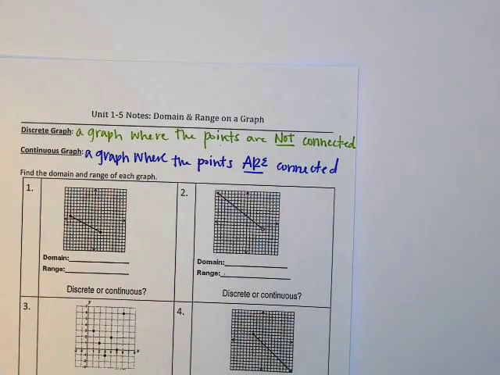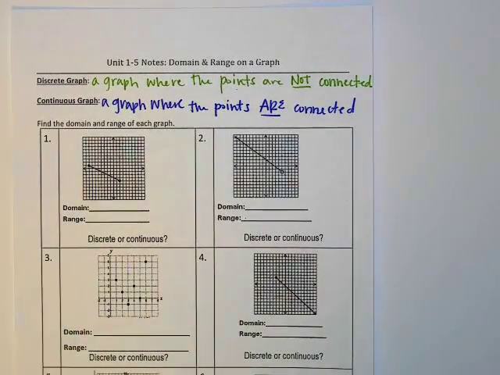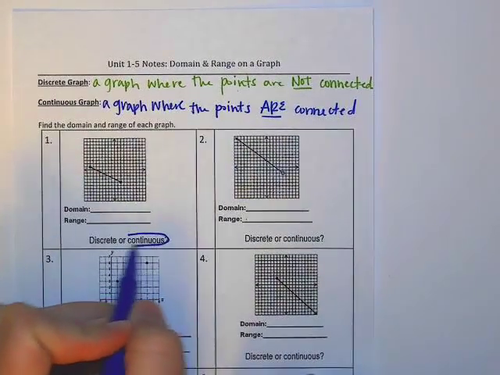Okay, so what I want to do is go through each graph and only focus on discrete and continuous. That's all we're going to do first. So look at number 1. Are these points discrete or continuous? Continuous. They're connected. It's a line. If it's a line on a graph, it is continuous. So circle the word continuous.